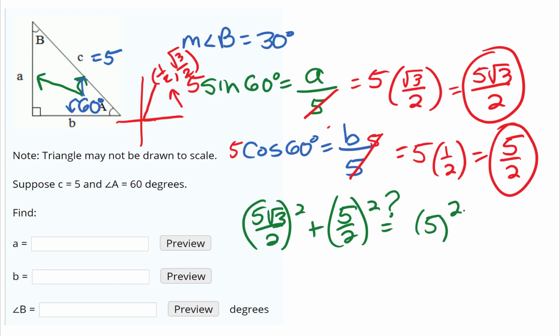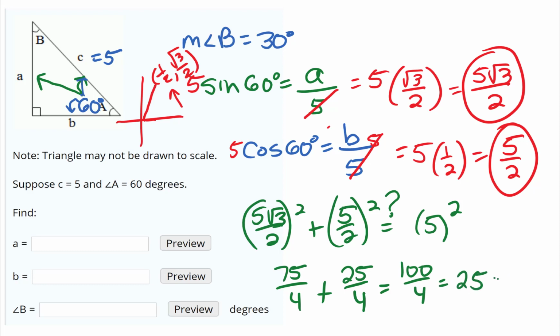So let's simplify and see what we get. The square applies to the 5, 25. The square root of 3 squared is 3, so that's 75, and square the 2 on the bottom is 4, plus square the 5 on top is 25, square the 2 on the bottom is 4. Those have a common denominator, combined to give me 100/4, and 100 divided by 4 is 25, and in fact that does equal 5 squared, which is 25. So the Pythagorean theorem holds. That was a good check.